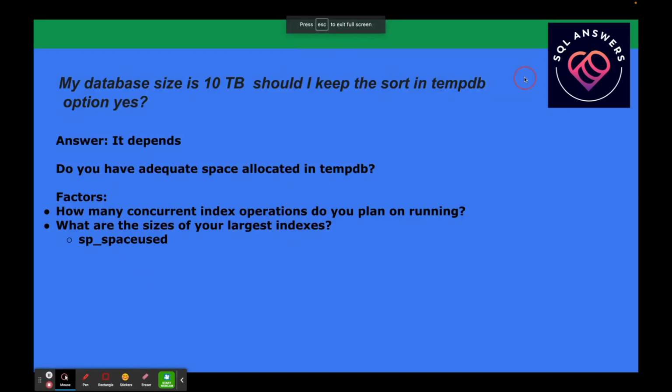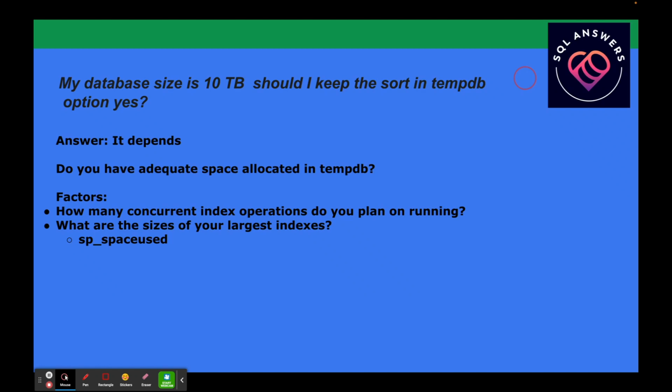Okay, so the first question was, my database size is 10 terabytes. Should I keep the sort in TempDB option set to yes? And the answer is, well, it depends. It really depends on whether you have adequate space allocated for TempDB. One of the factors you need to consider is how many concurrent index operations you plan on running, because you can run the IndexOptimize procedure in parallel, and you could have multiple jobs running at the same time. So are you going to serialize it, or are you going to have them run in parallel?